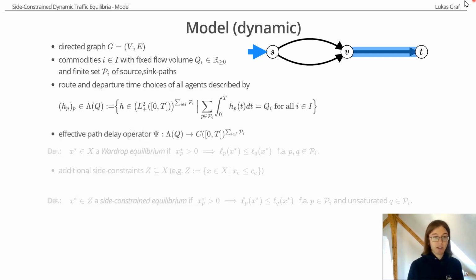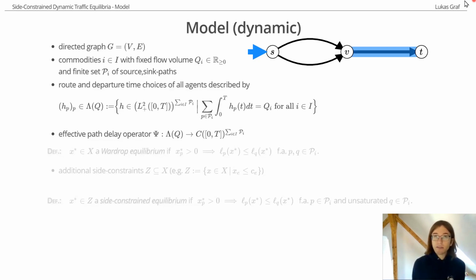And this is then captured by what is called an effective path delay operator, which takes some vector of path inflow rates, so our strategy profile, and gives us back a vector of path costs, which tells you for every time and every path what is the cost of entering this path at that time. And this cost may be just the travel time along the path, but may also include some kind of energy consumption on that path, or some penalty for early or late arrival, or other stuff.